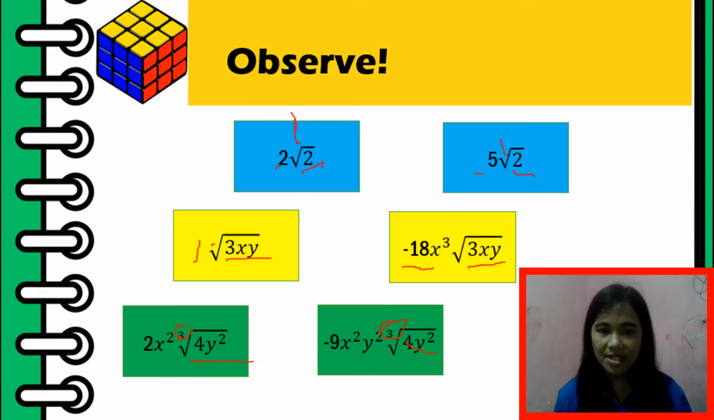Is it the same with the third and the last set? The index here is 3. Yes, and the other index is also 3 with a radicand of 4y squared. So how are we going to name this kind of radicals? Based on your observation, let us name this set of radicals.